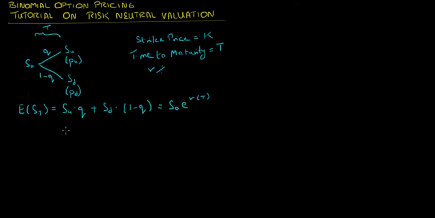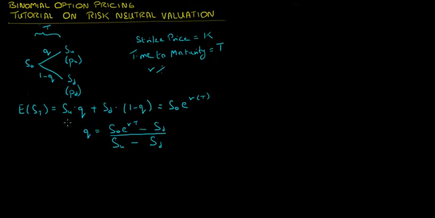Solving for Q, the risk-neutral probability of stock price going up, we get Q equal to the current stock price compounded at the risk-free rate over time period T minus the stock price in down state, divided by the stock price in up state minus the stock price in down state.